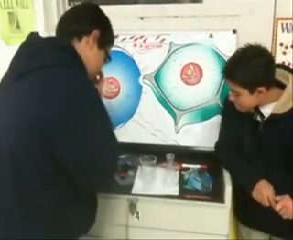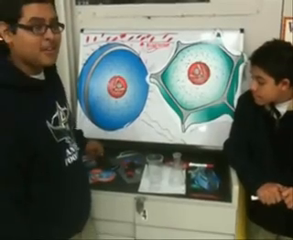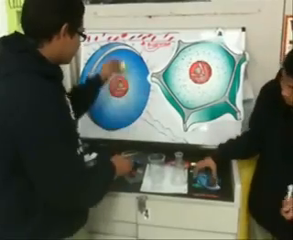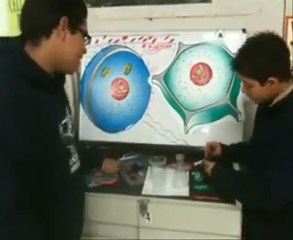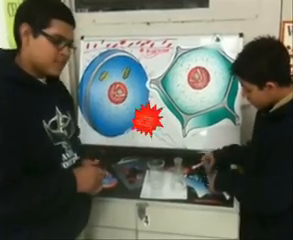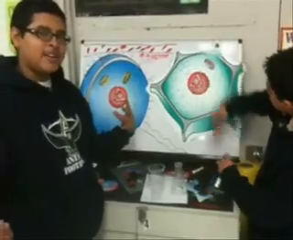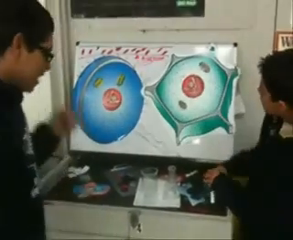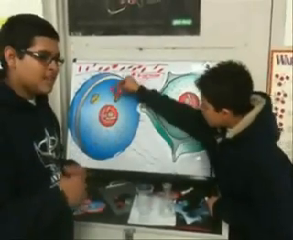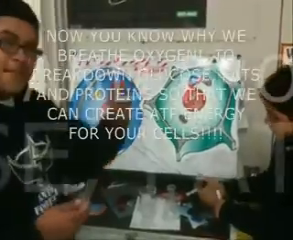Mitochondria. Very important for your cells. Mitochondria makes energy for your cells, and then makes energy for your whole body, because you're made out of cells. It uses oxygen to break down fats and stuff like that. Most often it's glucose.